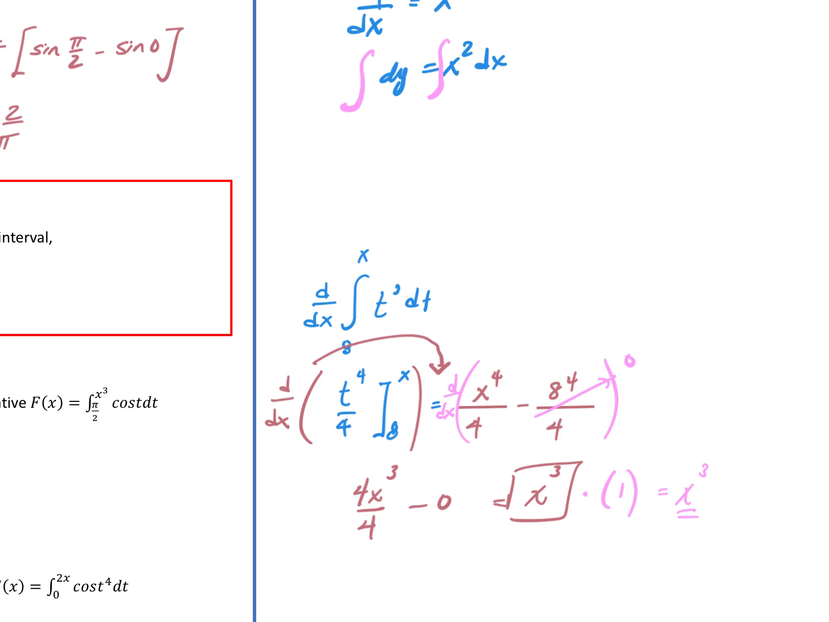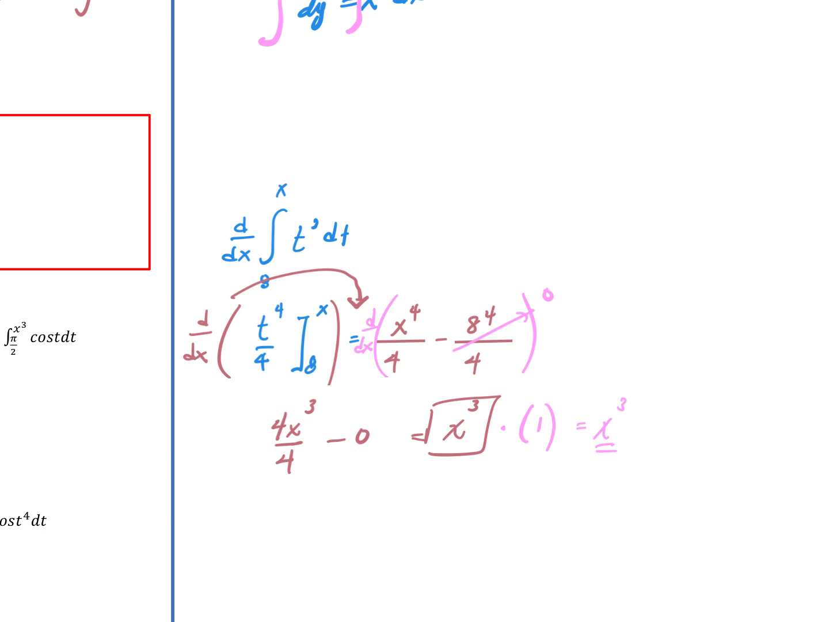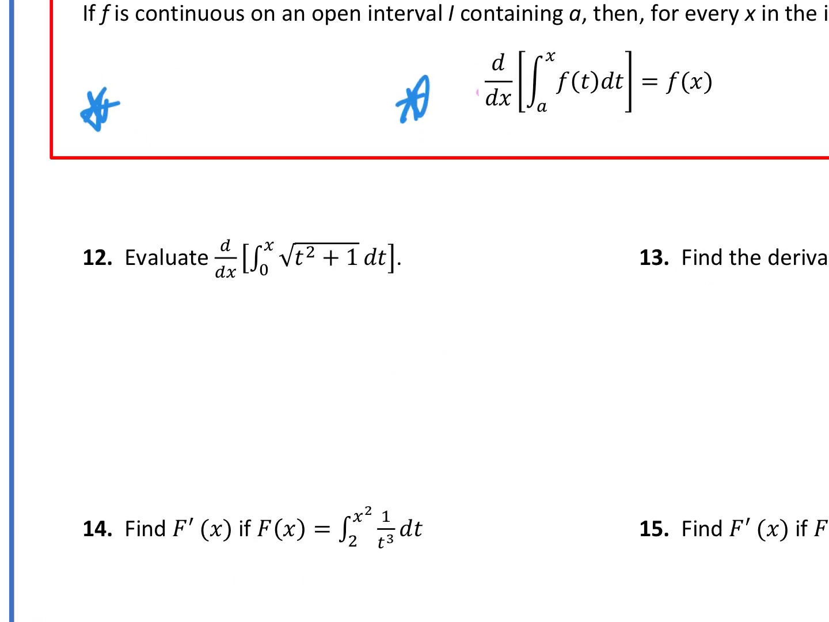For the College Board and for the AP exam, I have never seen it where it's anything other than a constant. So even though there is a second part to this, we don't have to worry about it because the derivative of the bottom bound is always going to go to 0 because it is a constant, okay? All right, so let's look at this. So first, this is only when you're taking the derivative of an integral.